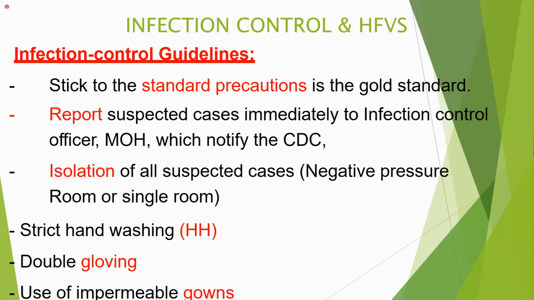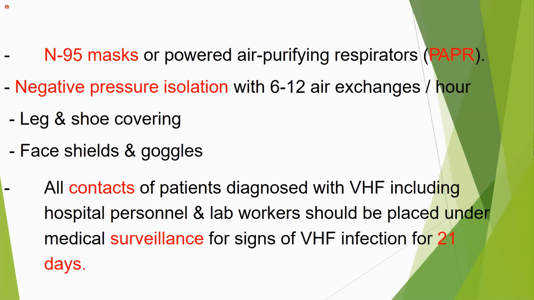Infection control guidelines: stick to the standard precautions. Report suspected cases immediately to the infection control authorities or Ministry of Health. Isolation of all suspected cases, and in those where there is an airborne chance of infection, keep them in a negative pressure room or a single room. Strict hand washing of the attending persons, double gloving, use of impermeable gowns, N95 mask or powered air purifying respirator, and leg and shoe coverings.